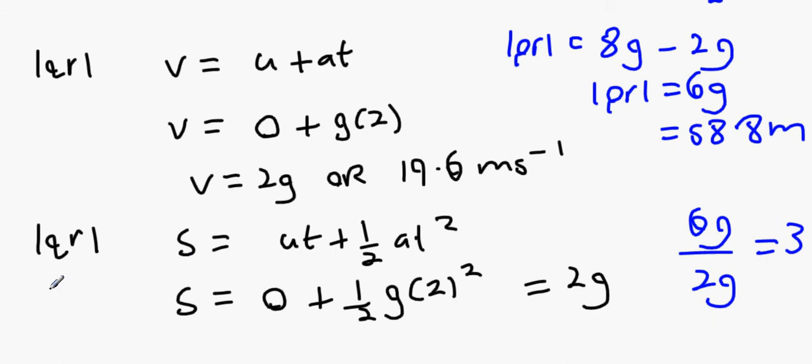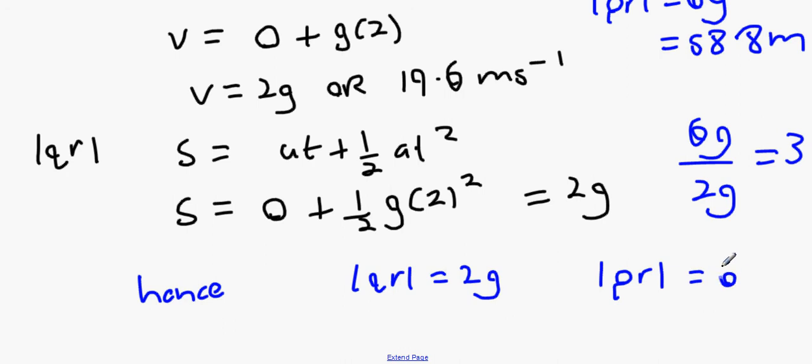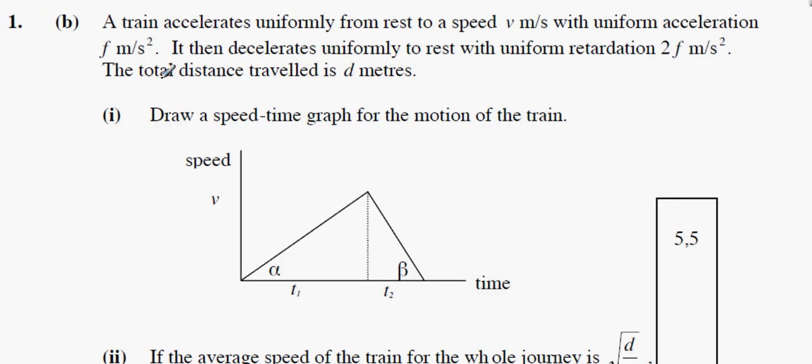Okay? So hence, since QR equals 2G, the length of QR equals 2G, the length of PR equals 6G, hence PR equals 3 times QR. And that's what we're asked to prove. Okay? Next question. Now this one here is an extremely difficult question in my opinion. So we'll give it a go now.